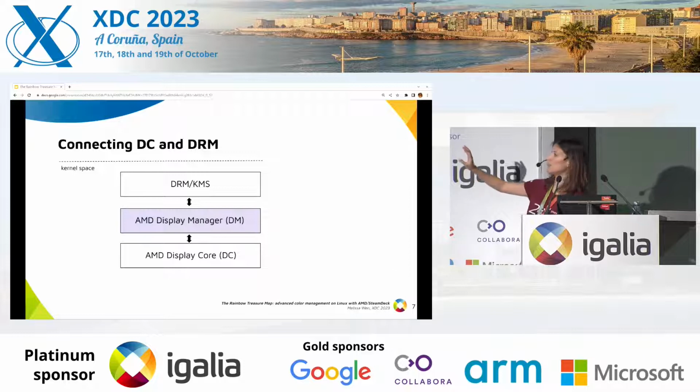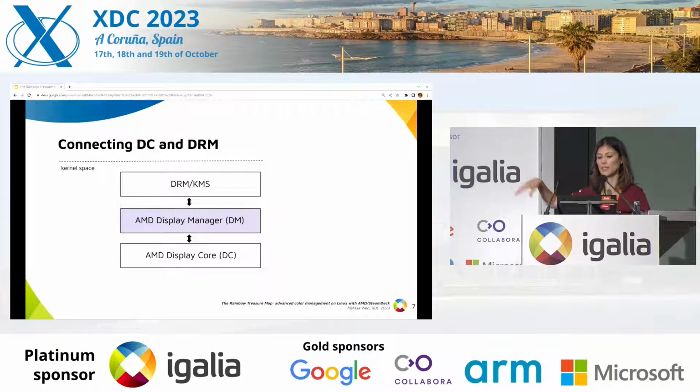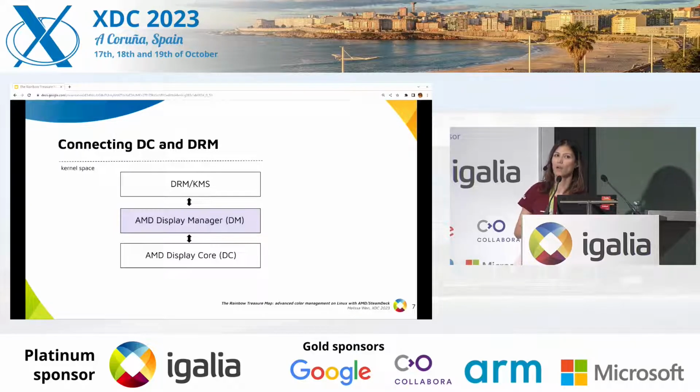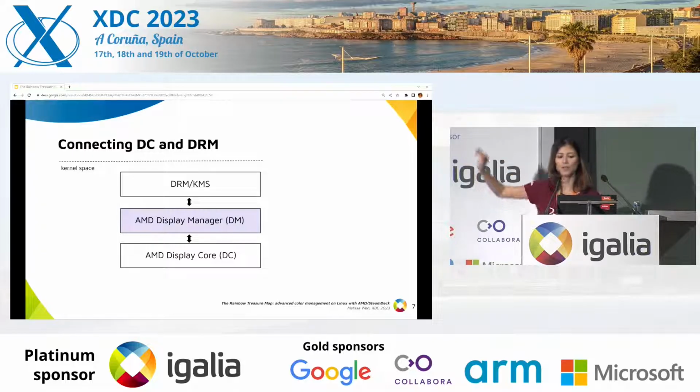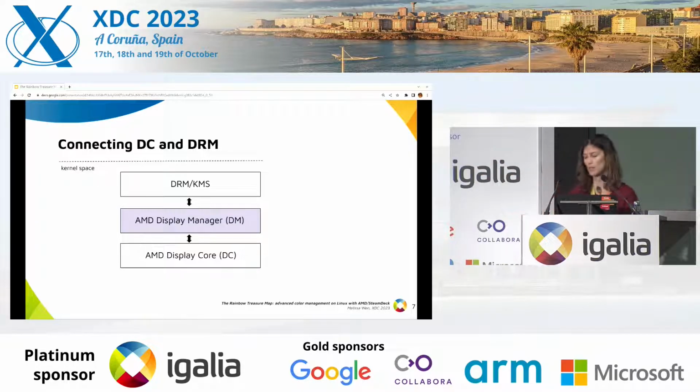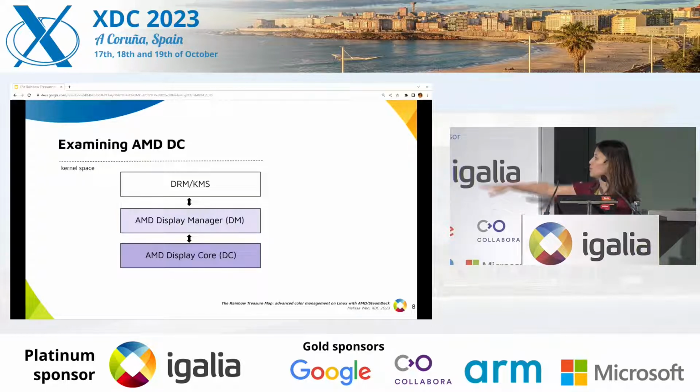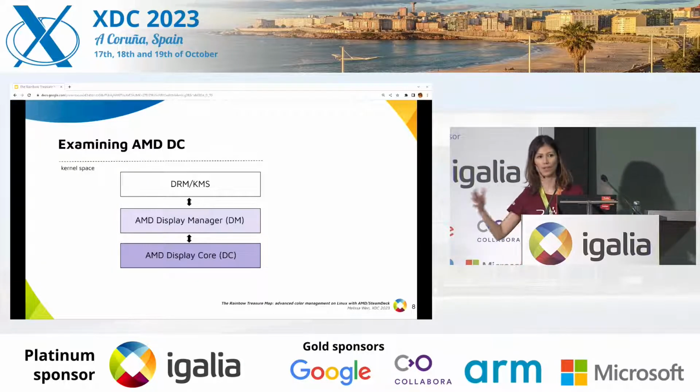To connect DC color capabilities and the DRM API, we needed to do a significant transformation of the color management functions and helpers in the AMD Display Manager. AMD Display Manager is the Linux-dependent part of the driver that connects the AMD DC interface to the DRM KMS framework. It intermediates communication too. And the AMD DC is the OS agnostic layer.